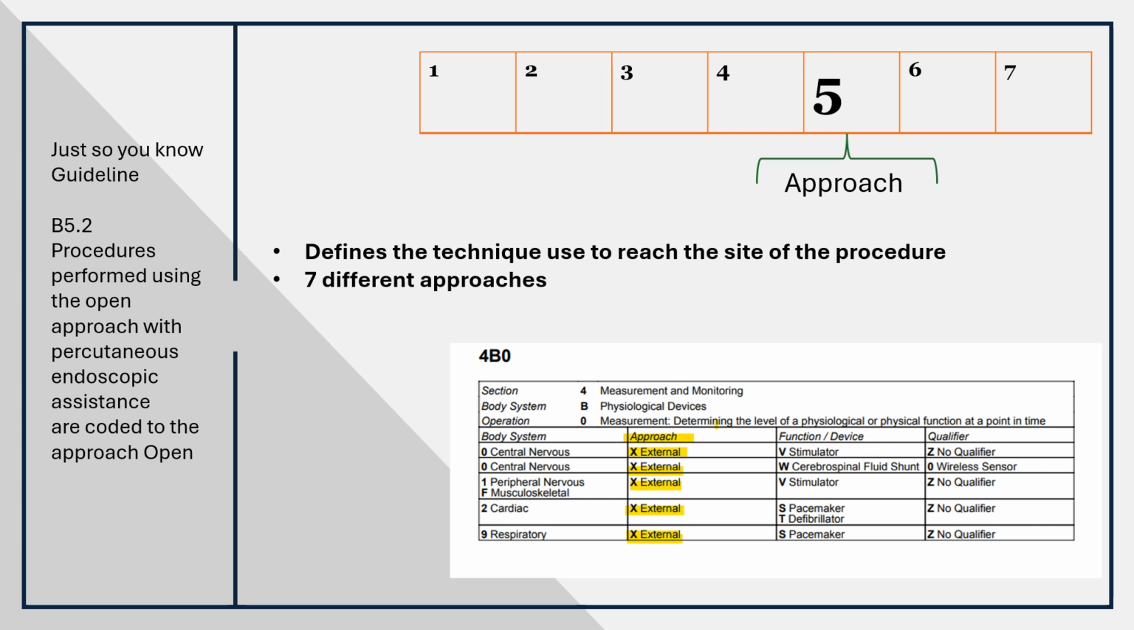Character value number 5 is the approach. How did the surgeon reach the site of the procedure? There are 7 different approaches listed within the manual. Guideline B5.2 directs a coder to code as an open approach if the procedure is performed using the open approach with percutaneous endoscopic assistance.